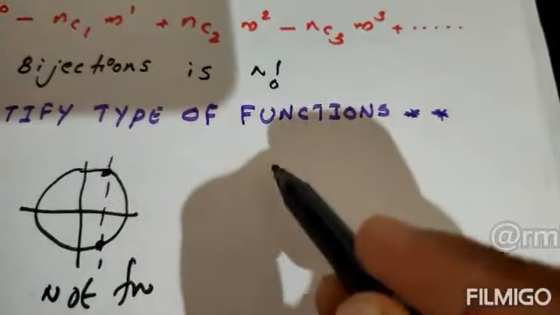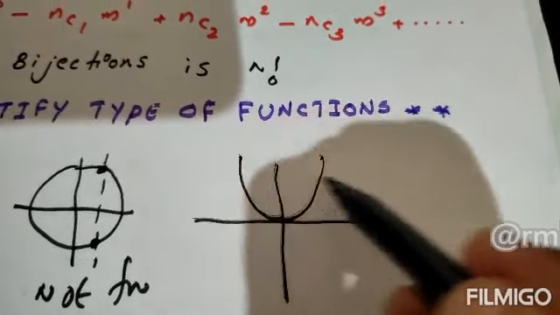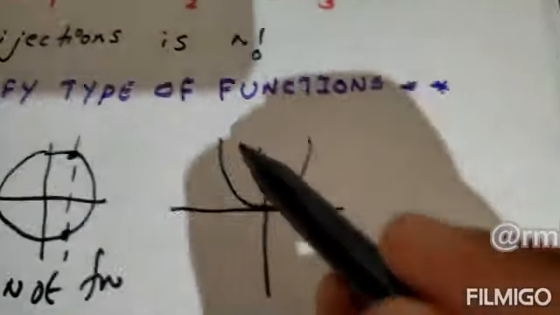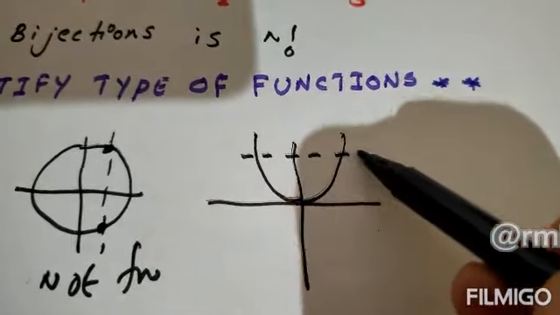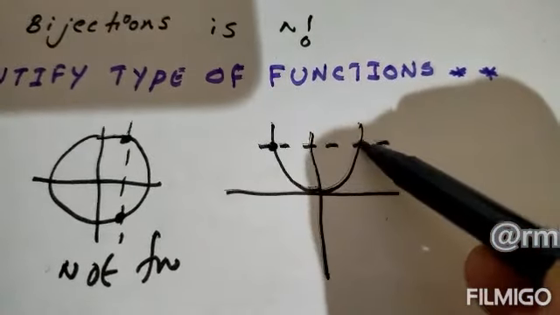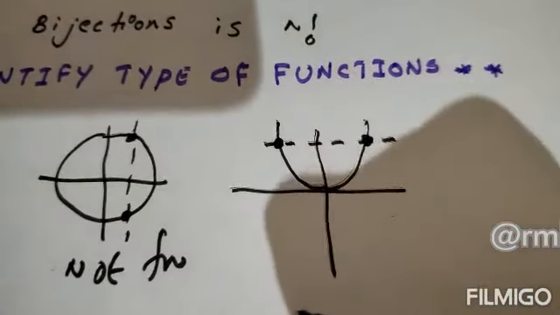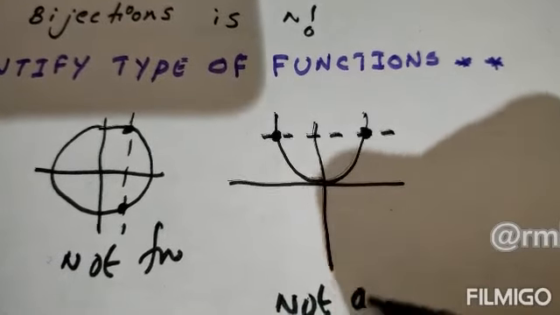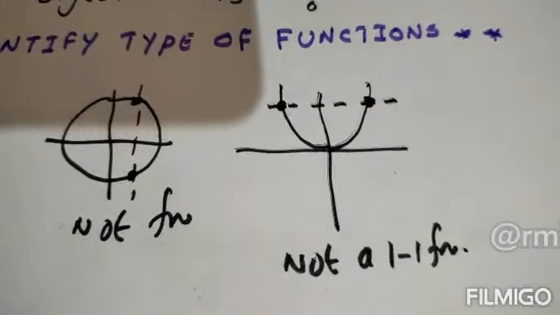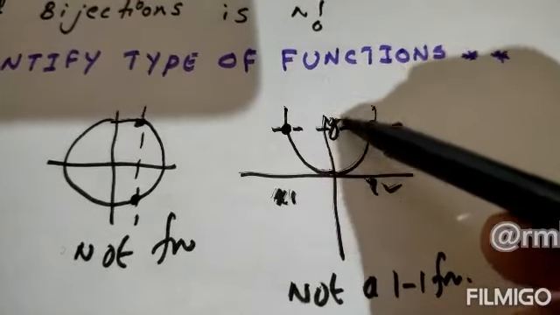Verification of 1-1 functions. Is a function injective or not? This is a function, we see. Draw a line parallel to the x-axis. This line intersects more than one point, so it is not a 1-1 function, because x1 and x2 have the same image y.